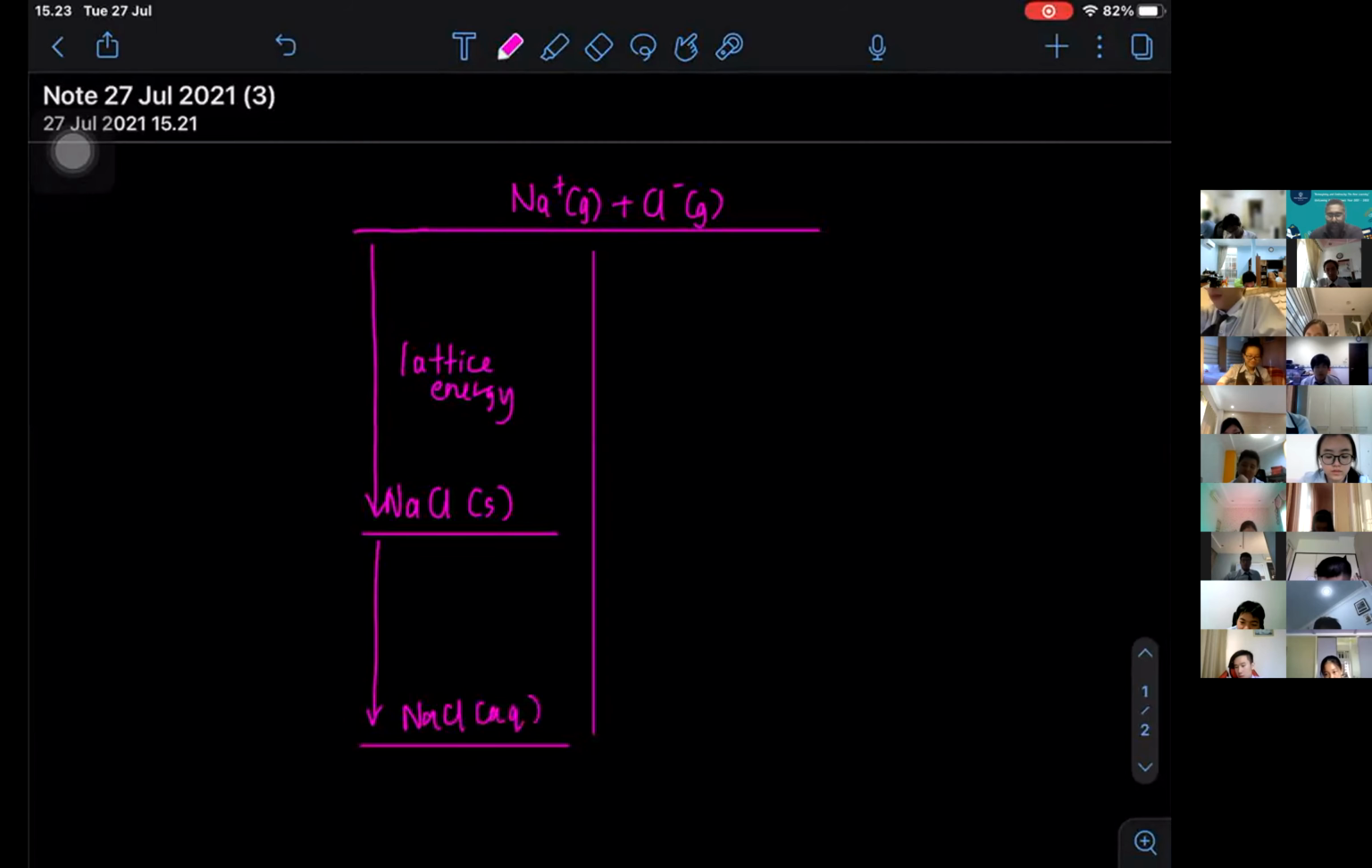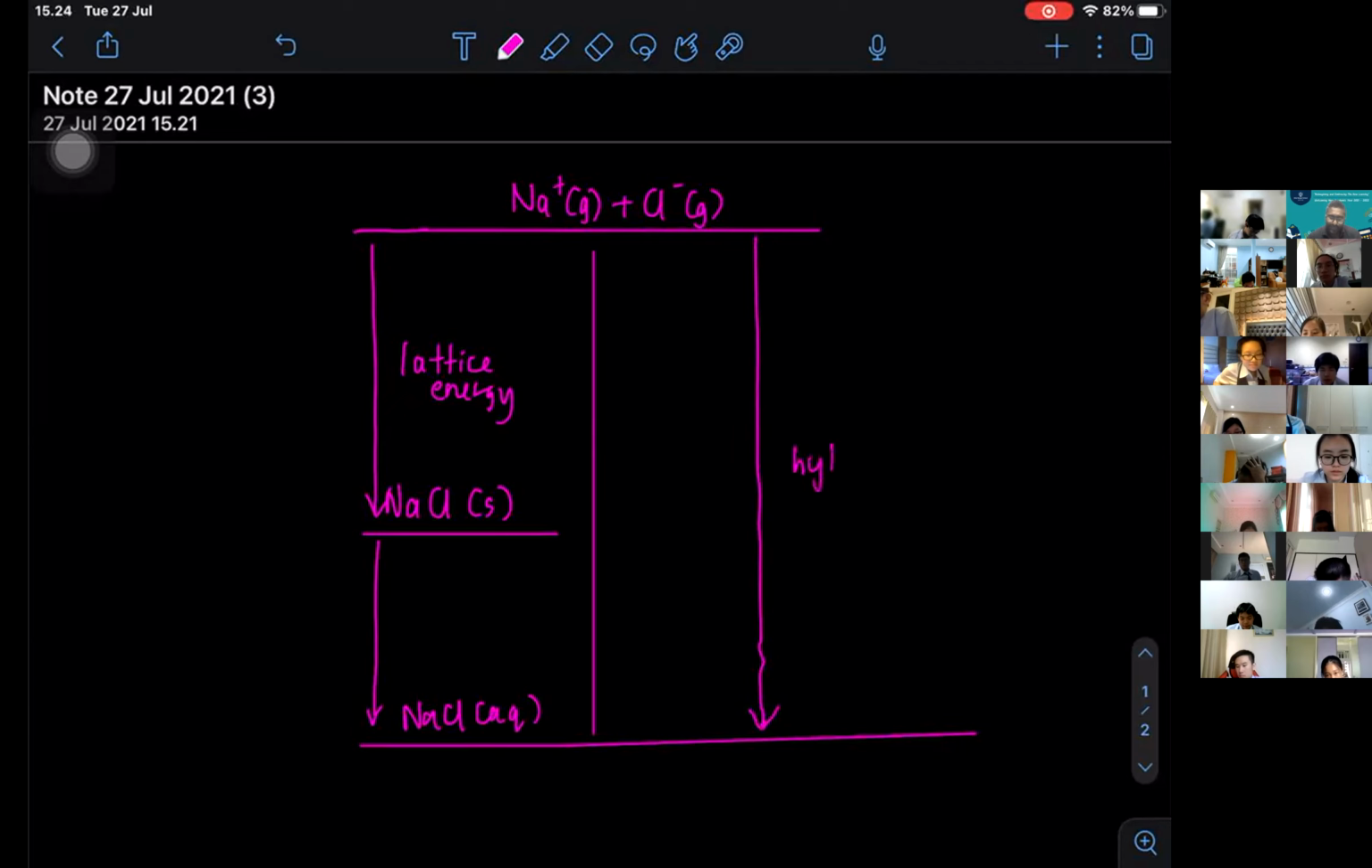Now, if you look to the right, hydration. What is hydration? This gaseous ion is going to change into NaCl aqueous also. So you can extend this line all the way to the right, and you can just put from here to here, which is going to be your hydration.